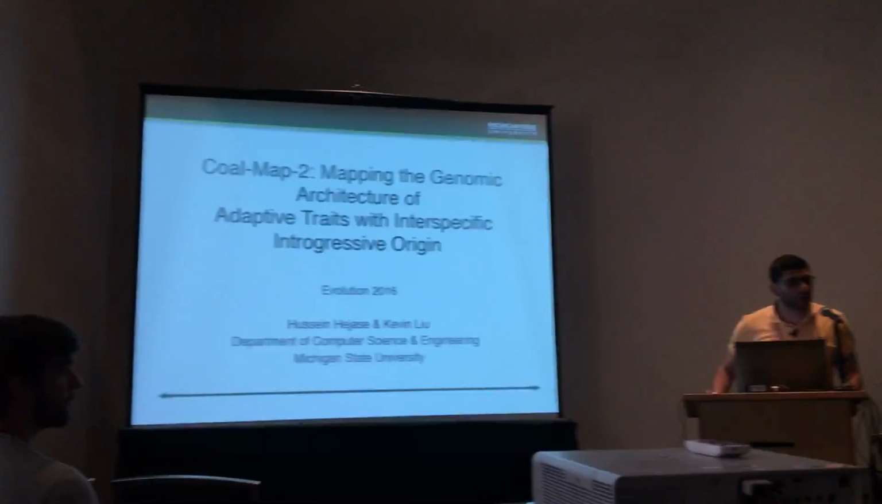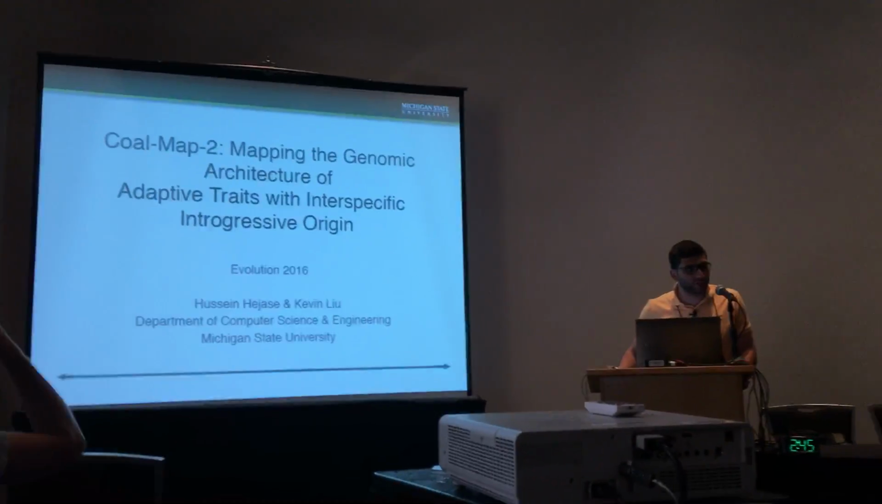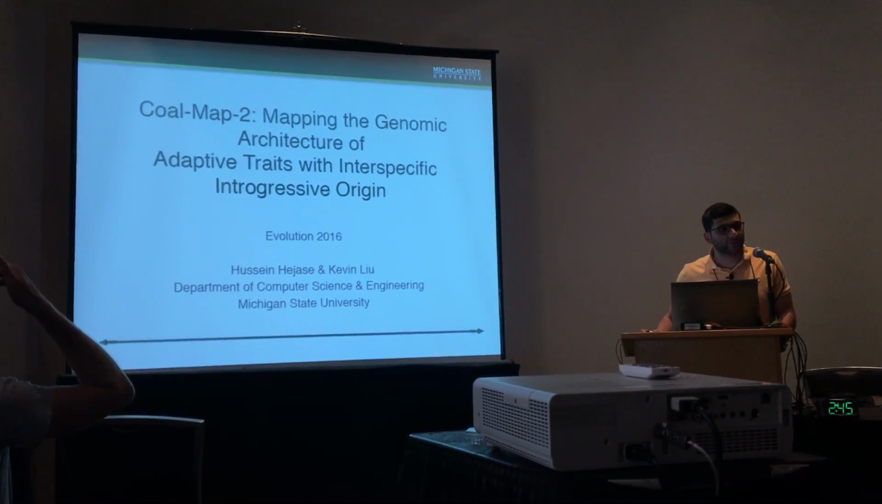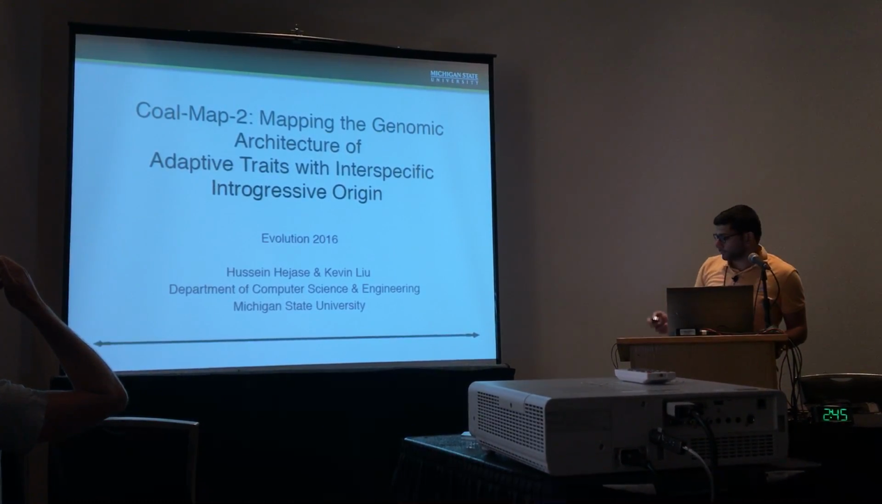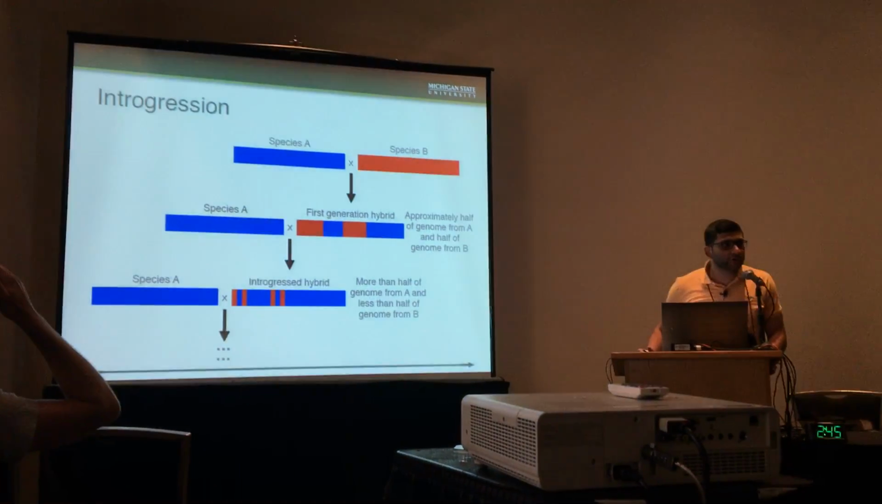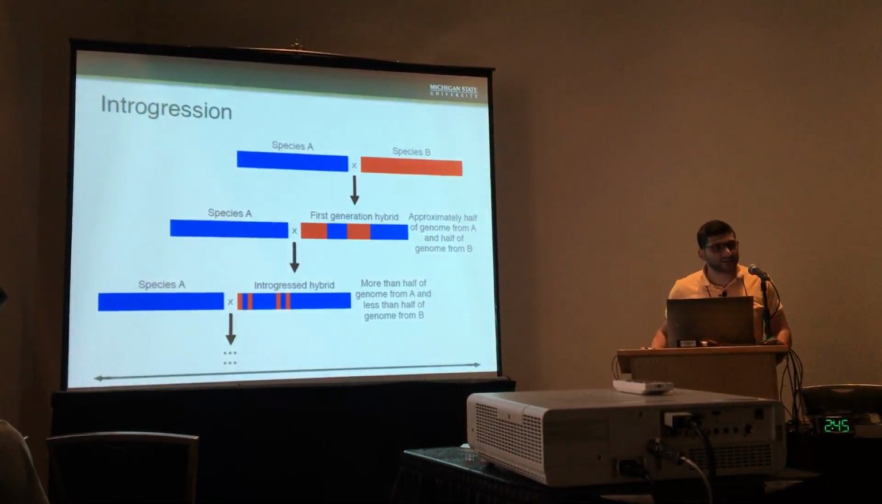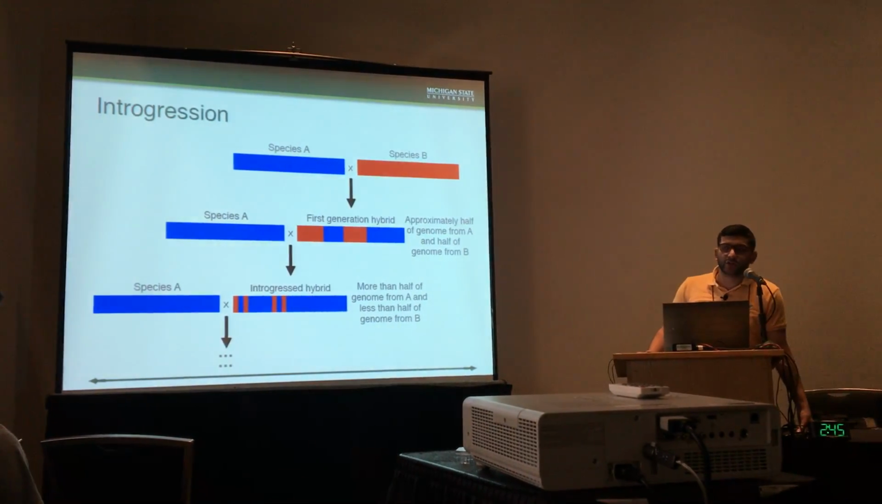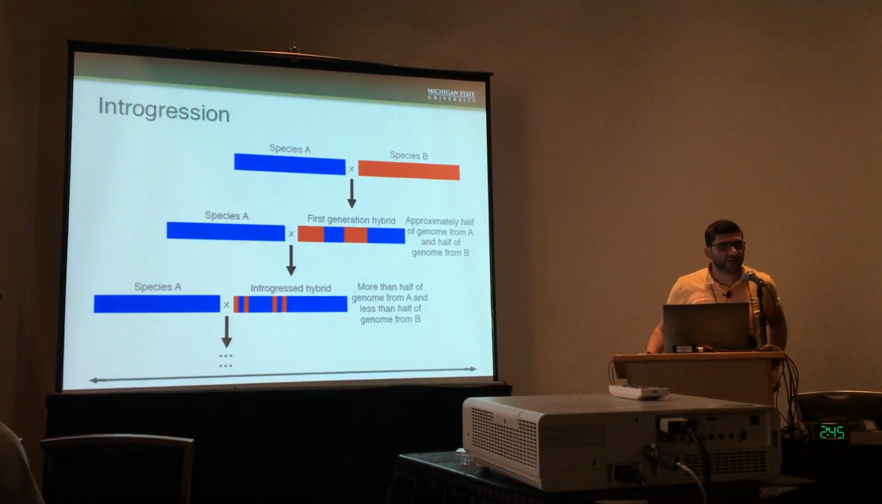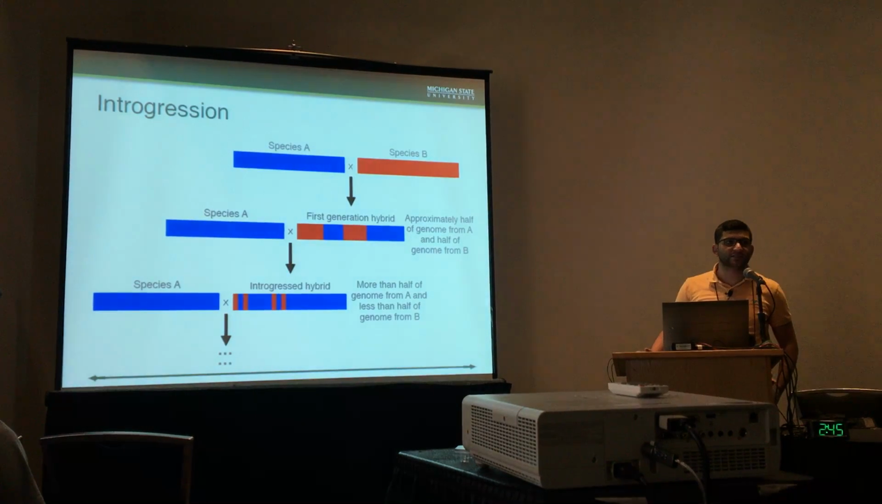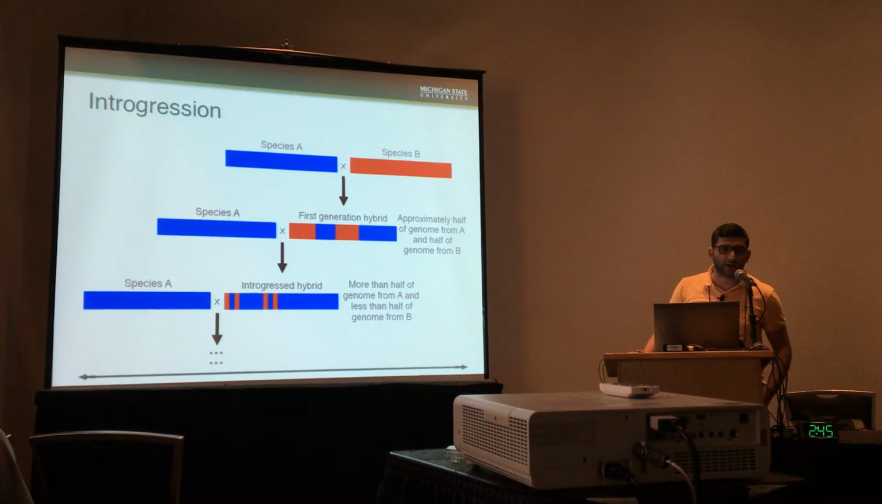So the title of my talk today is Coal-Map-2, Mapping the Genomic Architecture of Adaptive Traits with Interspecific and Progressive Introgression. Before I go into the details of my method, I'm going to define what introgression is first. Introgression involves the transfer of genetic information between two species as a result of hybridization and repeated backcrossing.